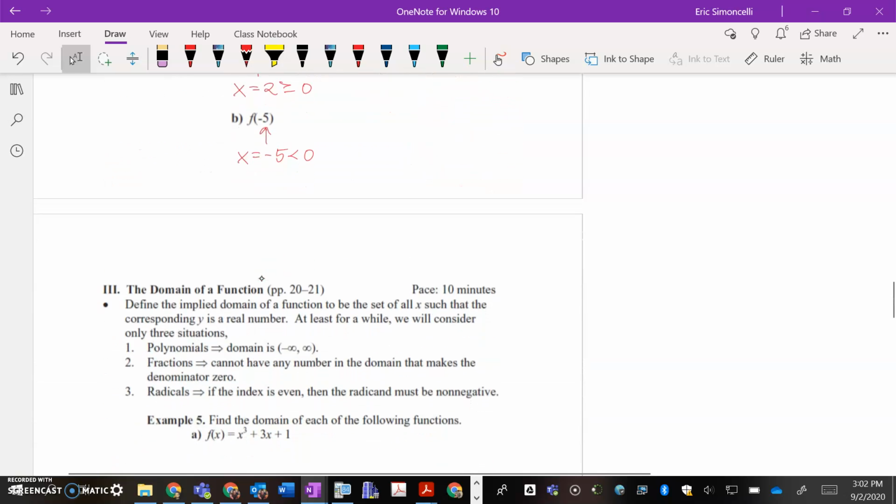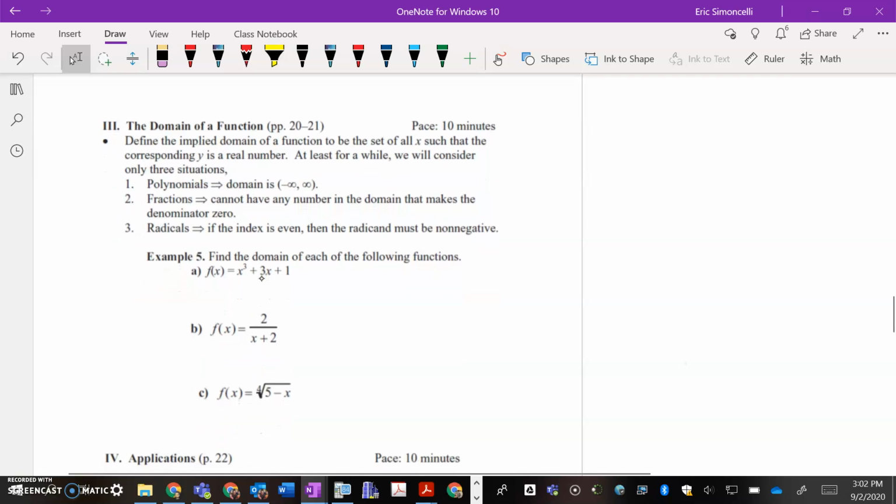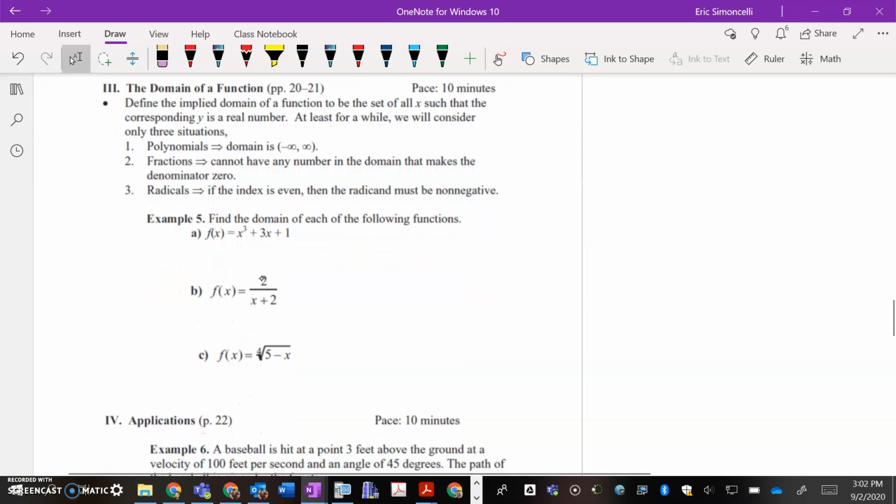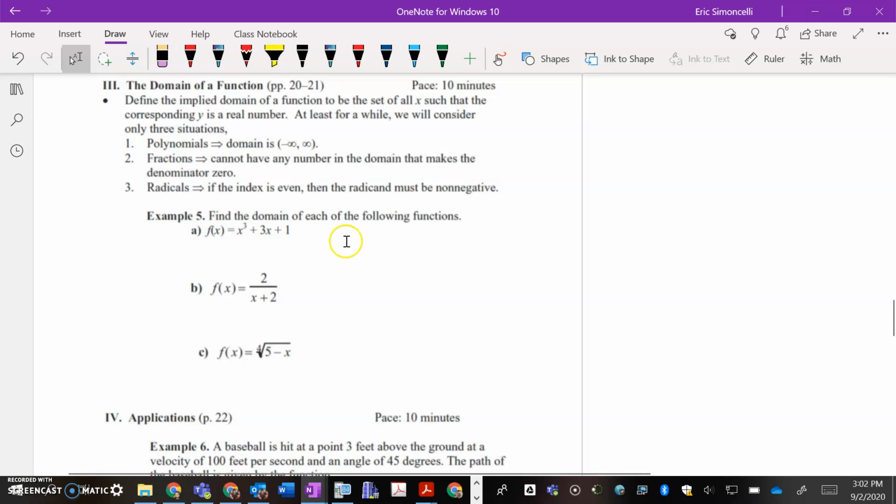Moving on. We did not have the opportunity to talk in depth regarding the 3 specific cases of the domain of a function. So in terms of example 5, and I do expect you to know interval notation by now, it says find the domain of each of the following functions, x cubed plus 3x plus 1. This is a cubic, and remember, with regards to what domain entails, the question is, what x values are going to work?